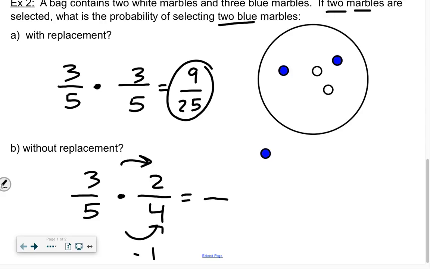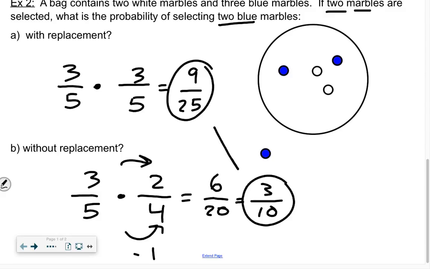So now if we go ahead and simplify, 3 times 2 is 6, 5 times 4 is 20, and we can reduce that down to 3/10. And notice the difference between our 2 answers. The probability has changed between replacing that marble after the first selection and not replacing it.